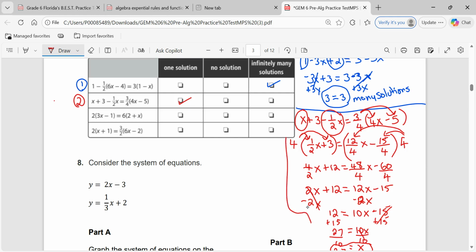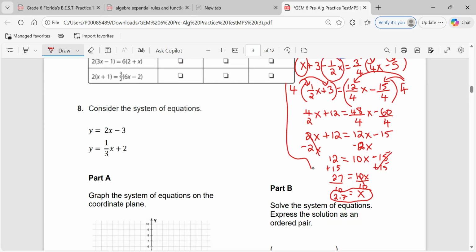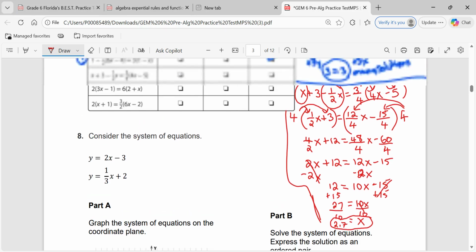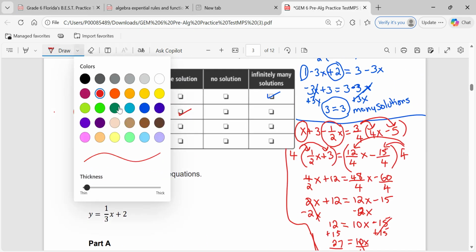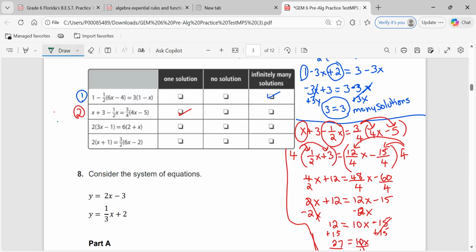All right, now let's go ahead. We're going to do another one. I'm going to use that space, and I'm going to do number 3. Let's do number 3 in green. Number 3 says 2 times 3x minus 1 is equal to 6 times 2 plus x. And so 2 times 3x is going to give us 6x. 2 times 1 is going to give us 2 equals 2 times 6 times 2.